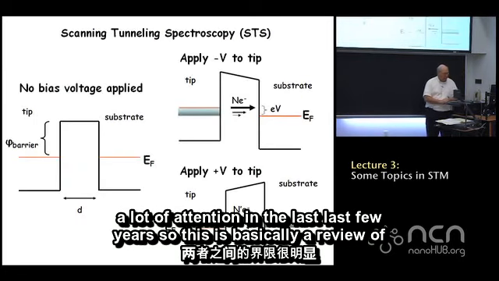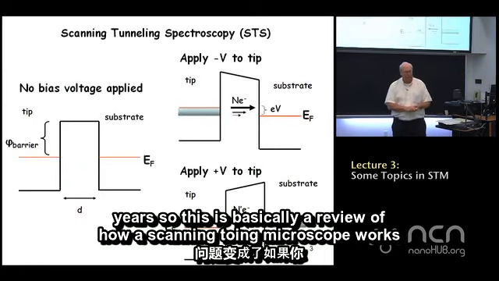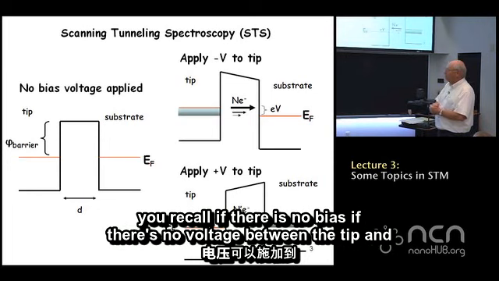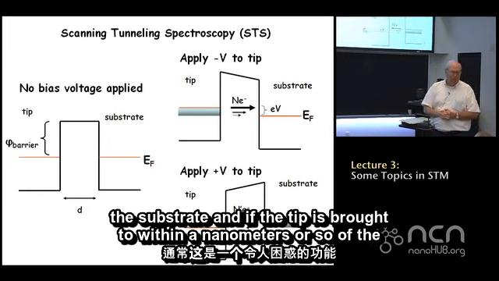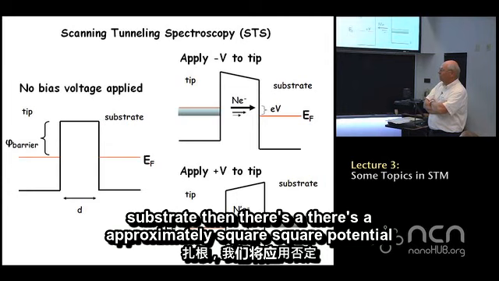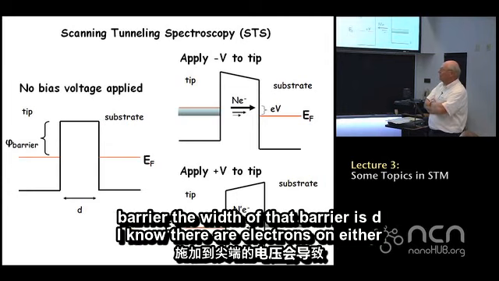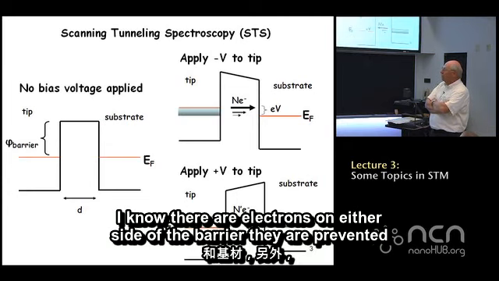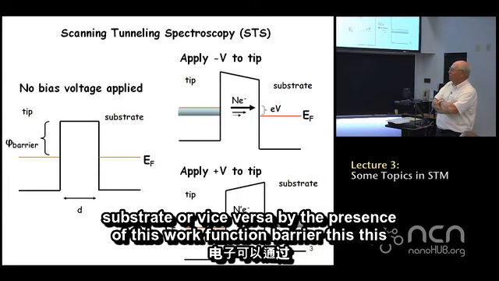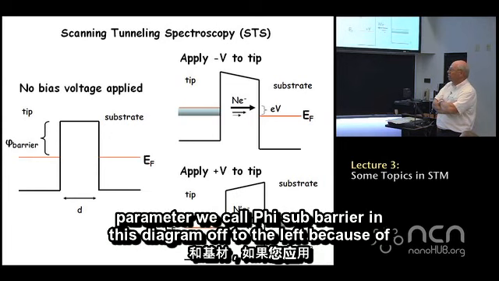So this is basically a review of how a scanning tunneling microscope works. You recall, if there's no bias, no voltage between the tip and the substrate, and the tip is brought to within a nanometer or so of the substrate, then there's an approximately square potential barrier. The width of that barrier is d. There are electrons on either side of the barrier. They are prevented from flowing from the tip to the substrate or vice versa by the presence of this work function barrier, this parameter we call phi sub barrier in this diagram off to the left.